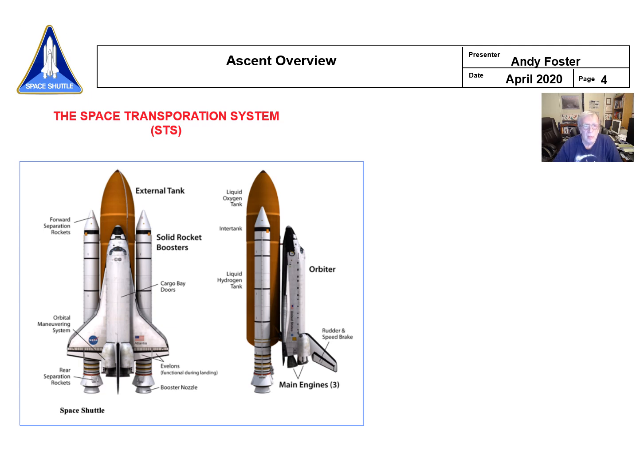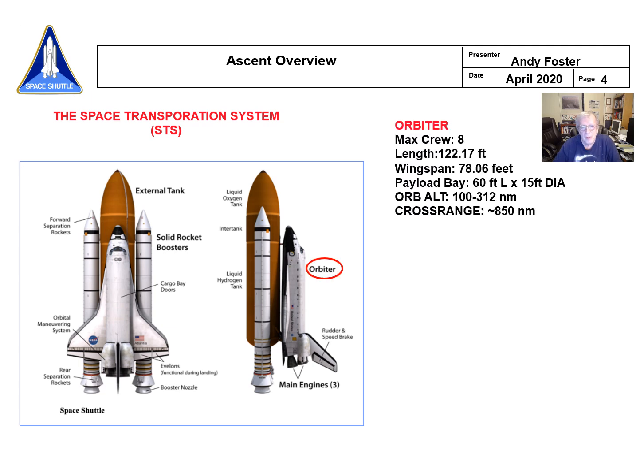So here's the Space Transportation System, the NASA long word for Space Shuttle. And of course, we start off with the orbiter, the airplane-like part, max crew of 8, 122 feet long, 78-foot wingspan, with a big payload bay, 60 feet long, 15 feet in diameter, that let it take payloads of up to about 60,000 pounds into orbit. And those orbits were from about 100 to 312 nautical miles. And on entry, it could fly out a cross range of about 850 nautical miles maximum, so it had a lot of capability.